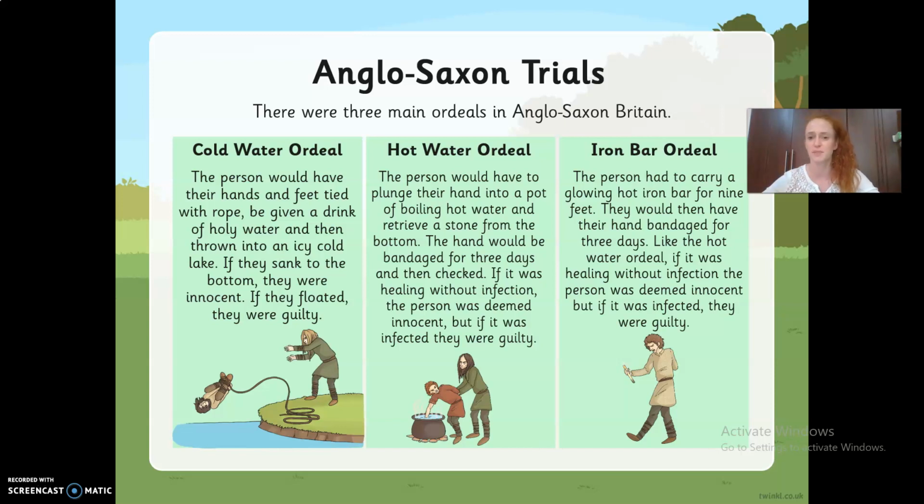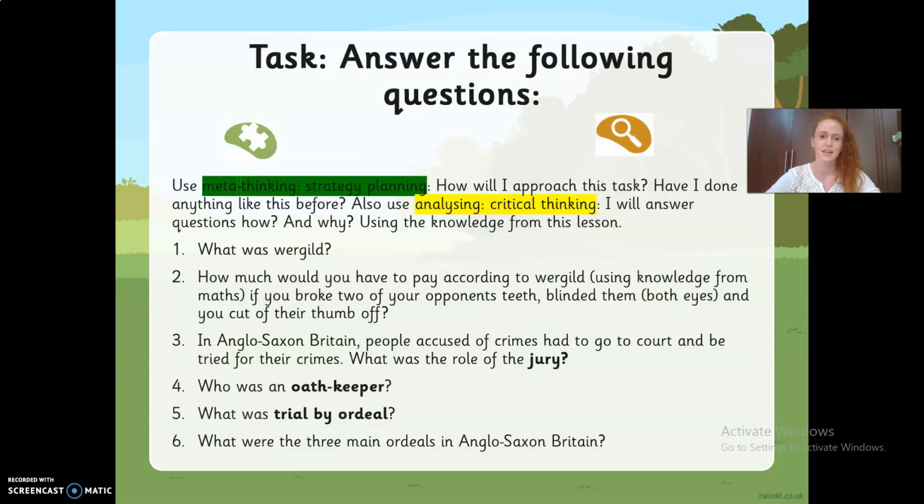And then we have something similar with the iron bar ordeal. The person would have to carry a glowing hot iron bar for 9 feet. They would then have their hands bandaged for 3 days. Like the hot water ordeal, if it was healing without infection, the person was deemed innocent, but if it was infected, they were guilty. Okay.